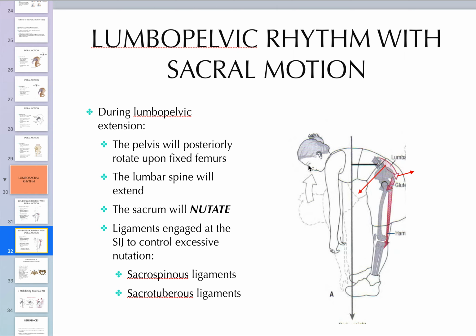Next, lumbopelvic extension. So coming up from the lumbar spine, we mentioned that the innominates move posterior, and at the end, the lumbar spine starts going into extension. But we didn't mention the sacroiliac joint.